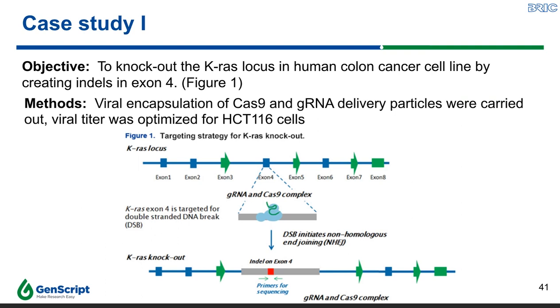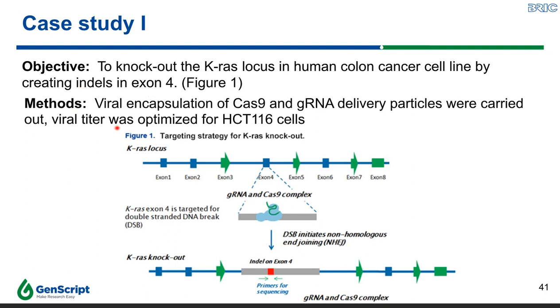Here I show you an internal case study that GenScript did for one of our pre-existing customers. We know that the KRAS gene encodes the KRAS protein, which is very important in cell division. The objective of this project was to knock out the KRAS locus in a human colon cancer cell line by creating indels in exon 4.